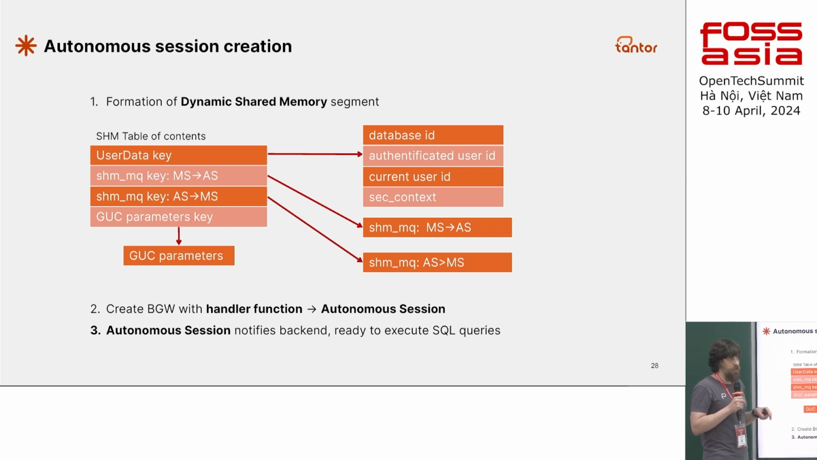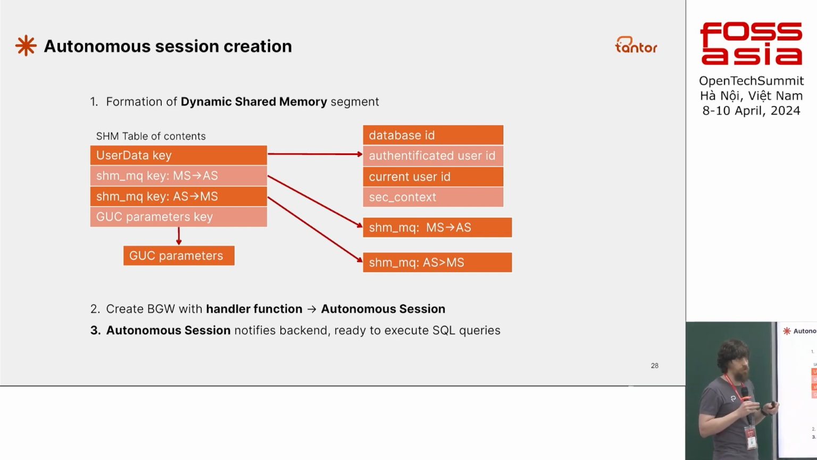The background worker is created and begins to execute the handler. The handler reads all this data and internalises structures for the autonomous session. Then it sends a message to the main session that it's ready to execute commands, and the infinite loop begins.